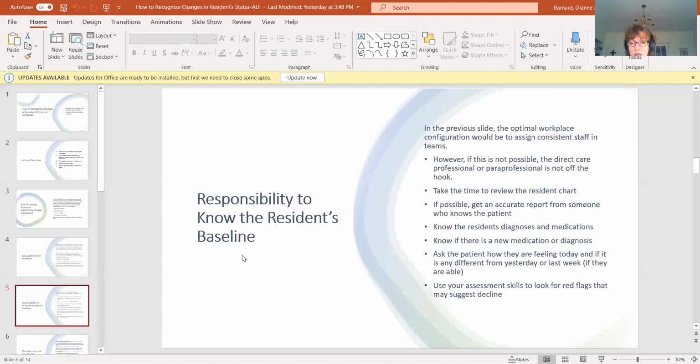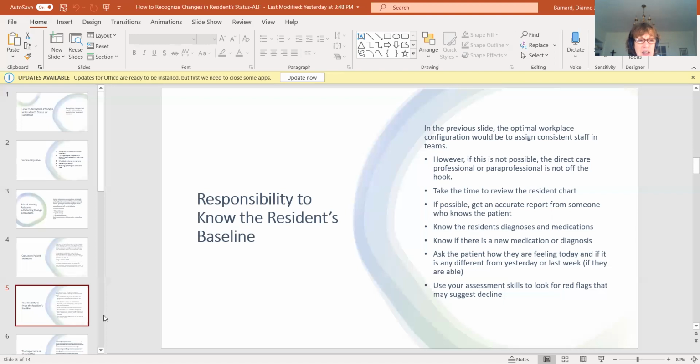Even if you're not a nurse, you're still responsible as part of an expanded team for knowing what's going on with your patient and changes in condition. I want to make sure that I am not going to go over.